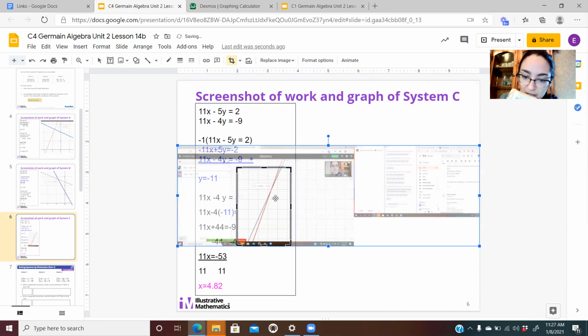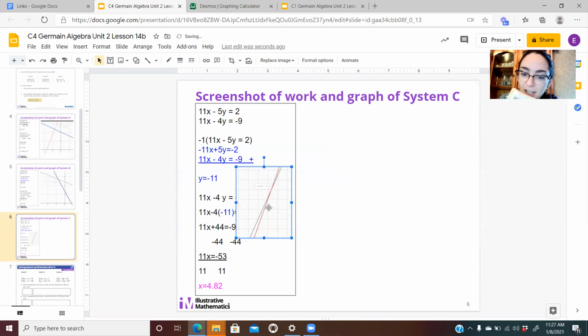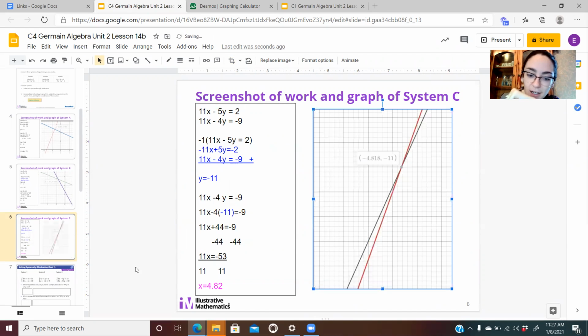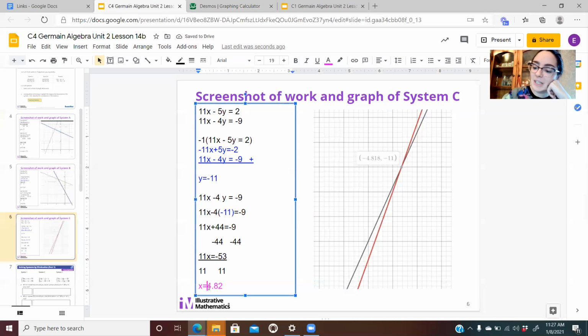Oh, Miss Shireen made a mistake. She just found a mistake. Look at that. I have this graph here. I made a mistake, guys. -53 divided by 11 is going to get me a -4.82. If I look at my graph, they match my points. Check. Fantastic job. Awesome job, guys.